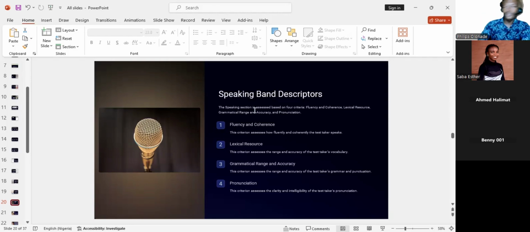Then grammatical range and accuracy. The same thing. Can you make error-free sentences? Then pronunciation. This is the part many Nigerians have issues. Can you pronounce words correctly? Can you pronounce sounds correctly? I have tutored some people with strong accents, and that's not a problem. Accents can never be a problem in the IELTS exam. But at times it affects their pronunciations.